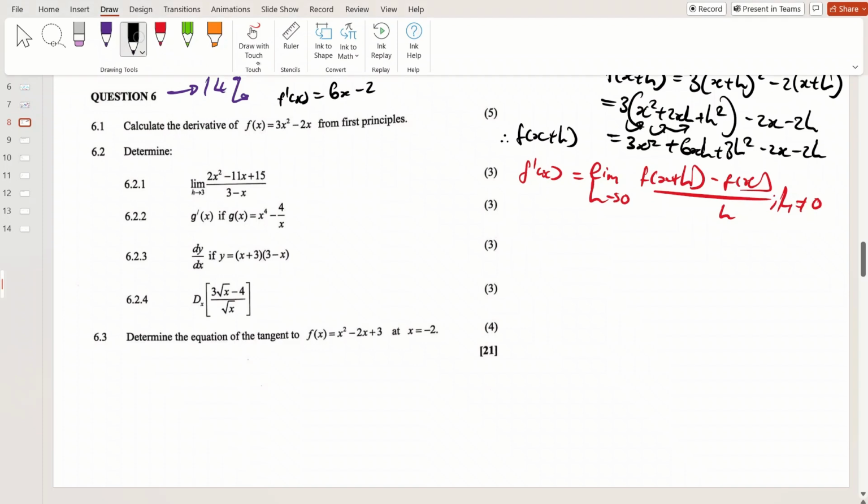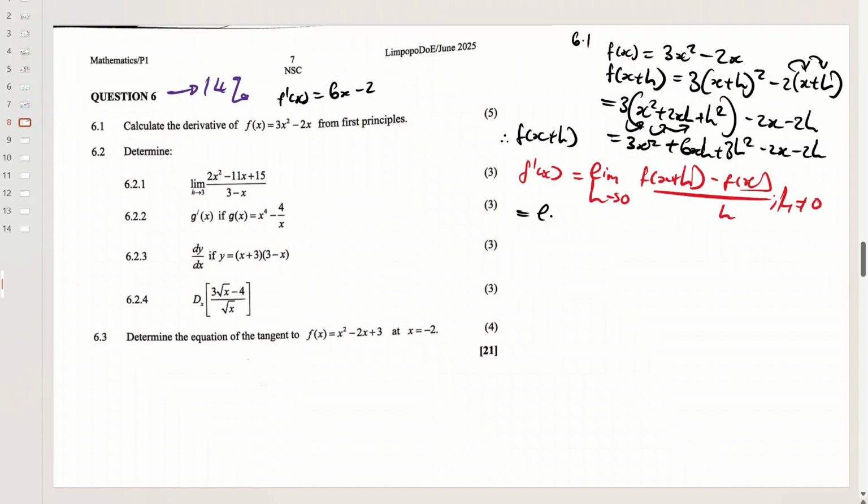Otherwise, this whole equation is going to be undefined. So now, taking the limit as h approaches 0, as h becomes extremely small, your f of x plus h is just that part there. So this is the 3x squared plus 6xh.